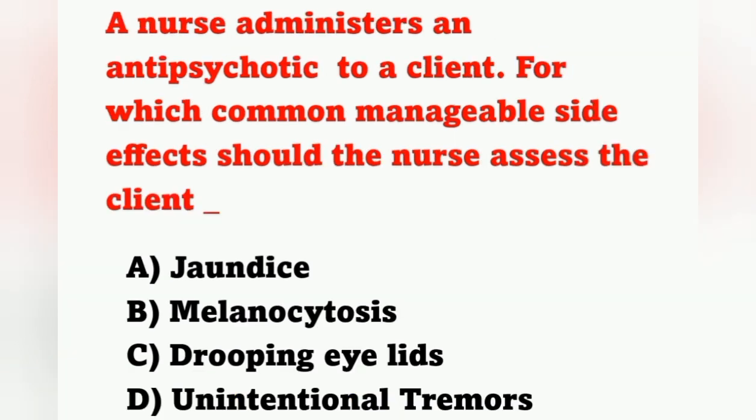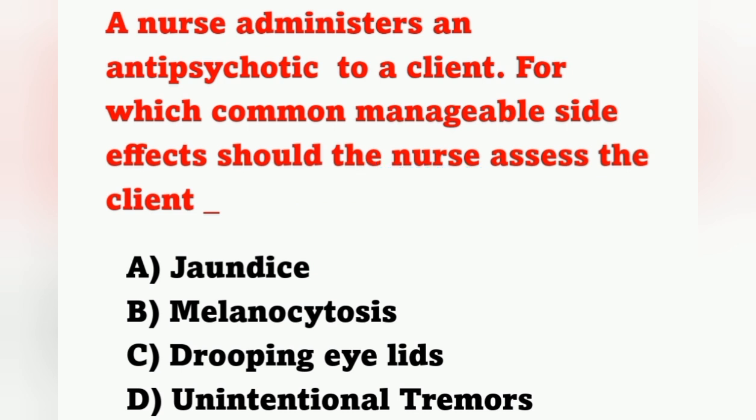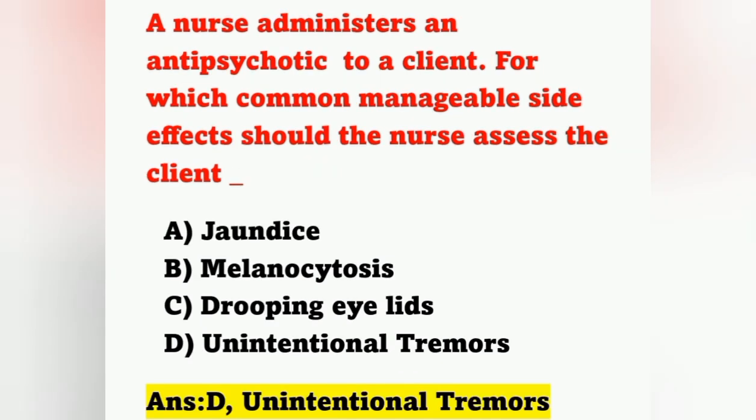The next and last question: a nurse administers an antipsychotic to a client. For which common manageable side effect should the nurse assess the client? Option A jaundice, option B melanocytosis, option C drooping of eyelid, option D unintentional tremors. Examples of antipsychotics are chlorpromazine, haloperidol, clozapine, risperidone. What is the manageable side effect the nurse assesses for? Among these options, the correct answer is unintentional tremors.